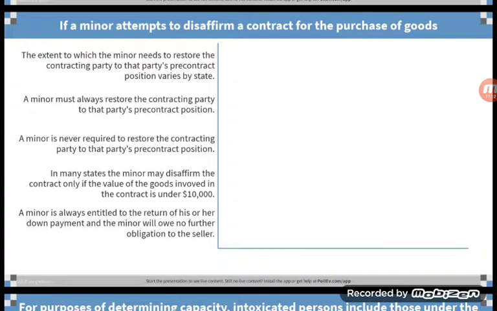The answer is going to be A, I believe, quickly reading through these. The extent to which the minor needs to restore the contracting party to that party's pre-contract position varies by state. So for my example where the minor drives the car for 2 years between the ages of 16 and 18 and then returns the car, rescinding the voidable contract, of course, that car will have depreciated over the 2 years. So returning the car back to the adult, the adult will then be injured by that, because the car is worth less than when they initially sold it to the minor.